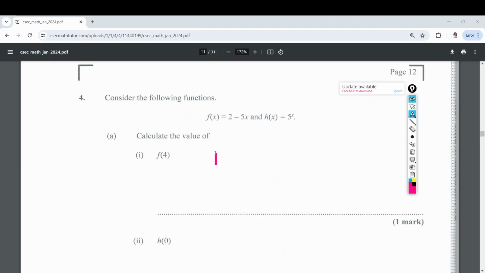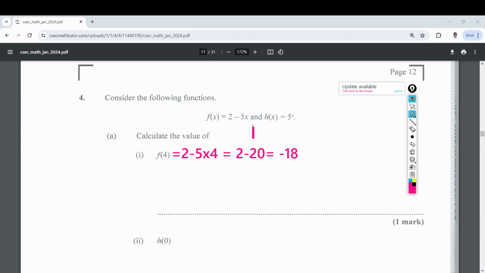It's very simple. It says calculate the following functions: f of x is equal to 2 minus 5x, and h of x is equal to 5 to the power x. So this is pretty simple, guys. This is a simple function. We need to put the 4 inside the f of x. So we're going to end up getting 2 minus 5 times 4. And this will give us 2 minus 20, which will give us negative 18, right? Very simple question, guys.